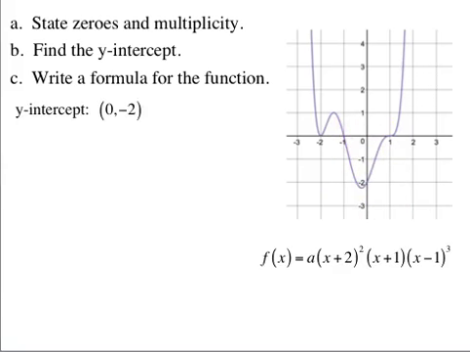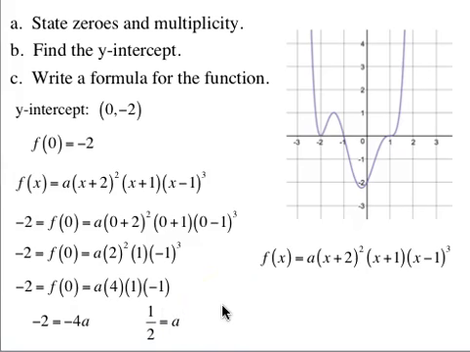So -2 is 2 squared times 1 times -1 cubed times a. 4 times 1 times -1a equals -2. So what is that? -4a. -2 is -4a. Divide both sides by -4. So -2 over -4, or 1/2 is a. And then go ahead and plug in the 1/2 for a in terms of our f of x. And we get f of x is 1/2 times x plus 2 squared times x plus 1 times x minus 1 cubed. And that will conclude this lesson.